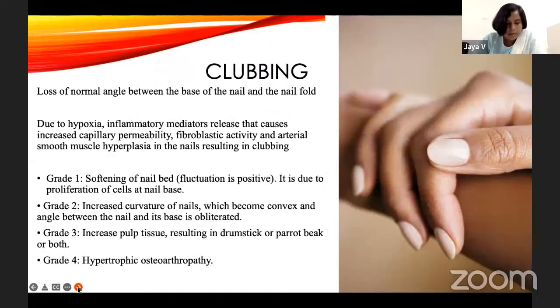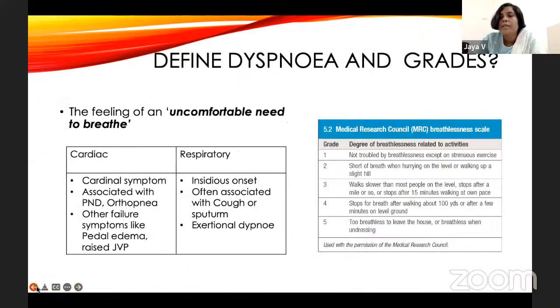So she examined the clubbing. What is clubbing? Clubbing is a selective bulbous enlargement of the distal phalanx of the digits due to increased soft tissue proliferation. What are the grades of clubbing? There are 4 grades, ma'am. Grade 1, obliteration of the angle. Grade 2, parrot beak appearance. Grade 3, drumstick appearance. And grade 4, hypertrophic osteoarthropathy.